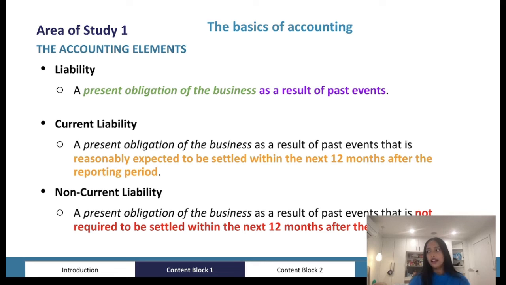But say that the business has a really successful period, or a successful 3 months, and they have a bunch of extra cash lying around, and so they decide to pay off the loan early. Obviously, in that case, even though part of that loan was a non-current liability, they ended up paying the entire loan within 12 months. But that is an exception. So we basically say, can you expect this to be settled within 12 months, or is it not required to be settled within the next 12 months?